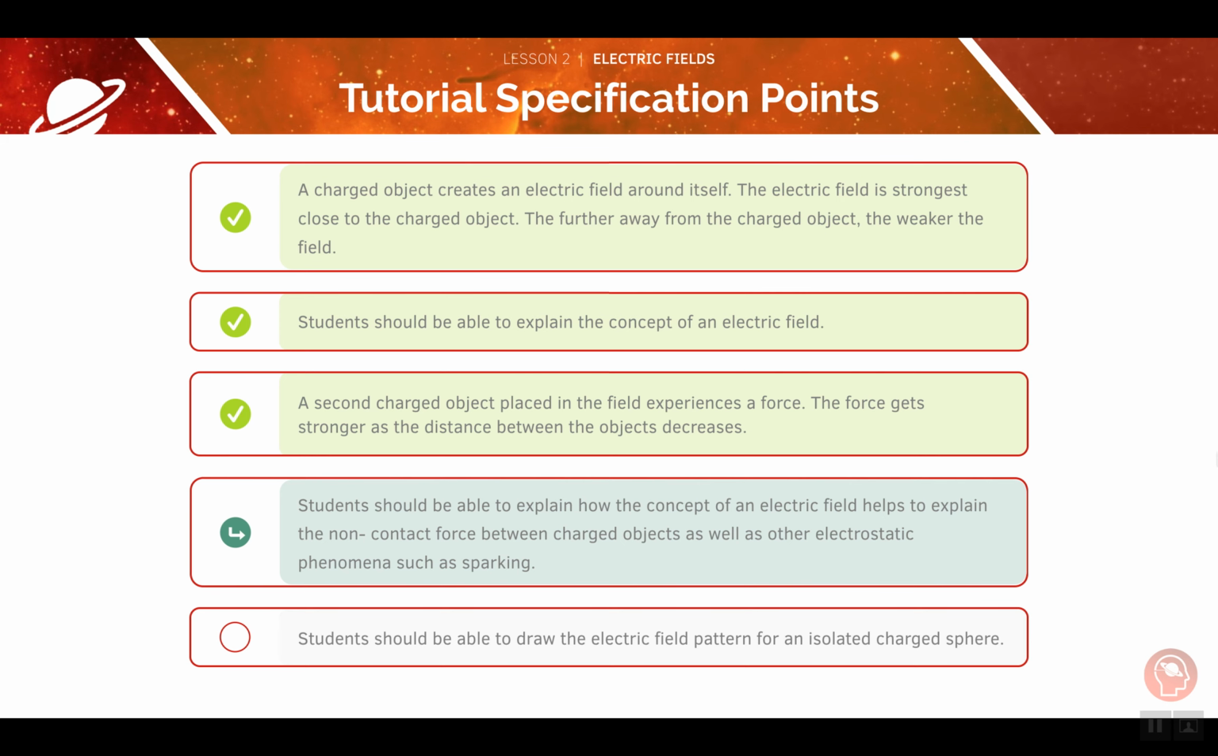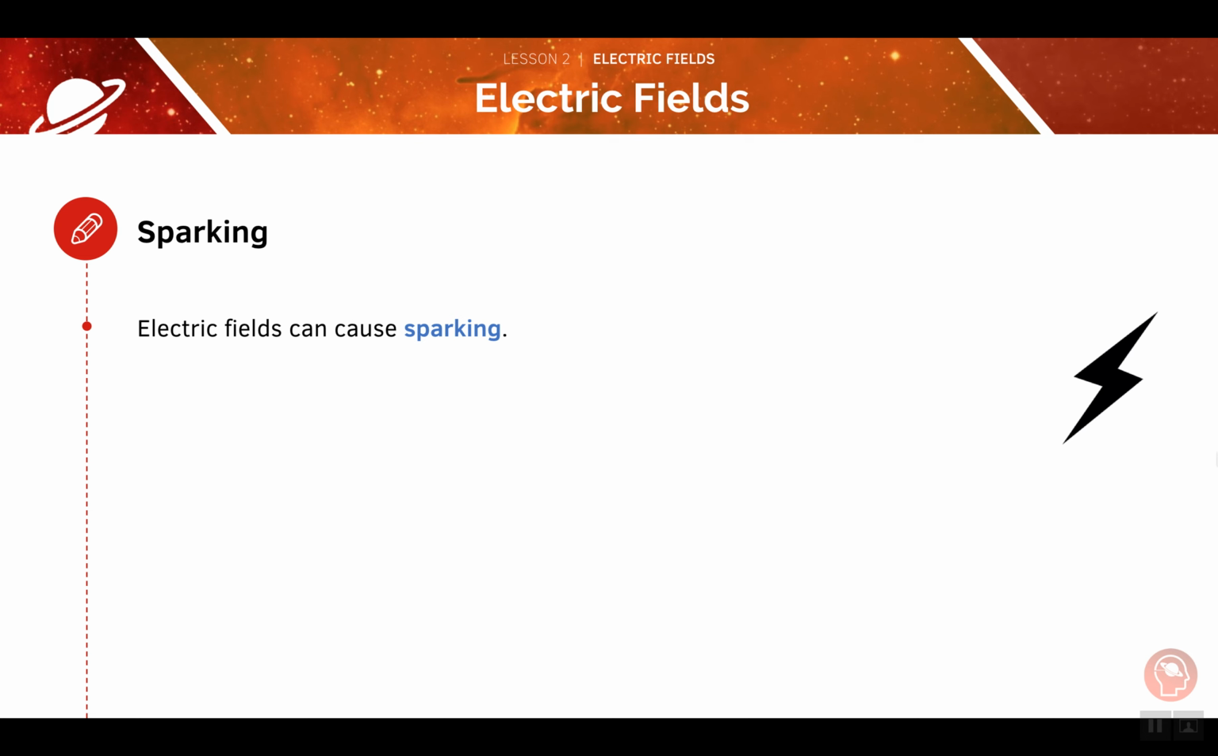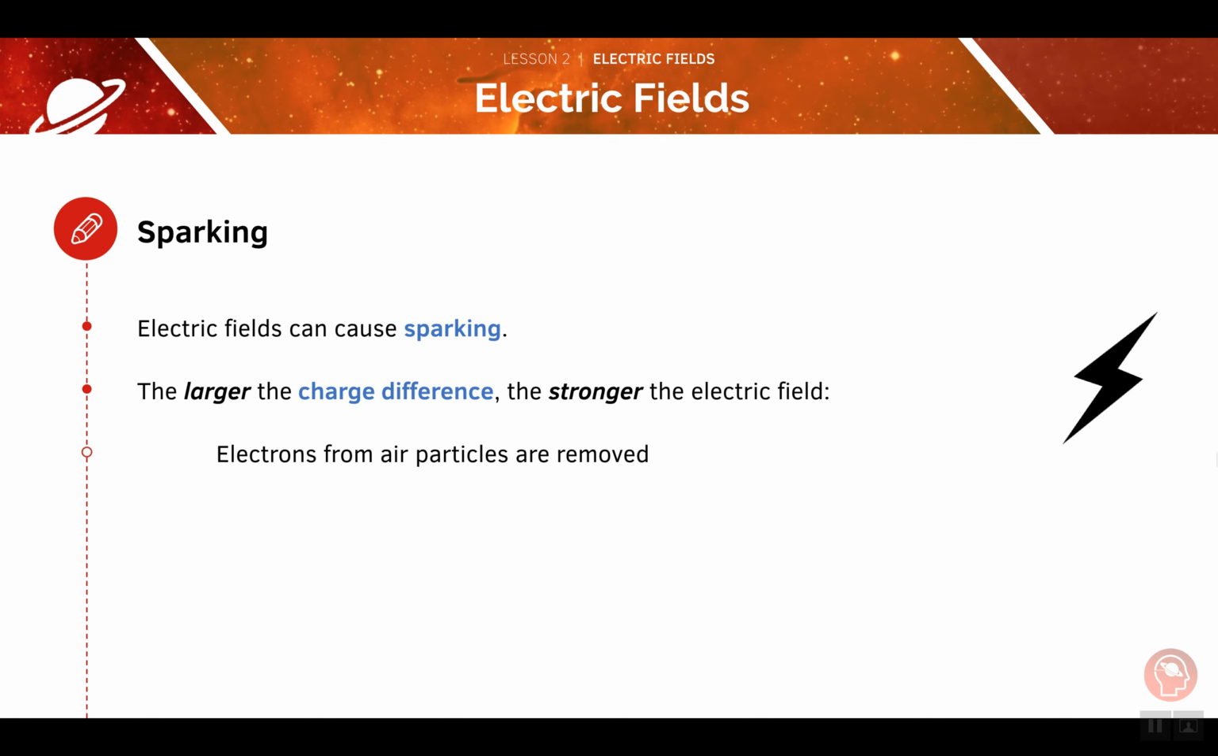Now, we will look at the non-contact force between charged objects. Electric fields can cause sparking. Similar to charge difference, the larger the charge difference is, the stronger the electric field will be. The stronger electric field means that electrons from air particles will be removed. By removing the electrons, the air will become much more conductive. This means it allows a current to flow through it easily, leading to the production of a spark.